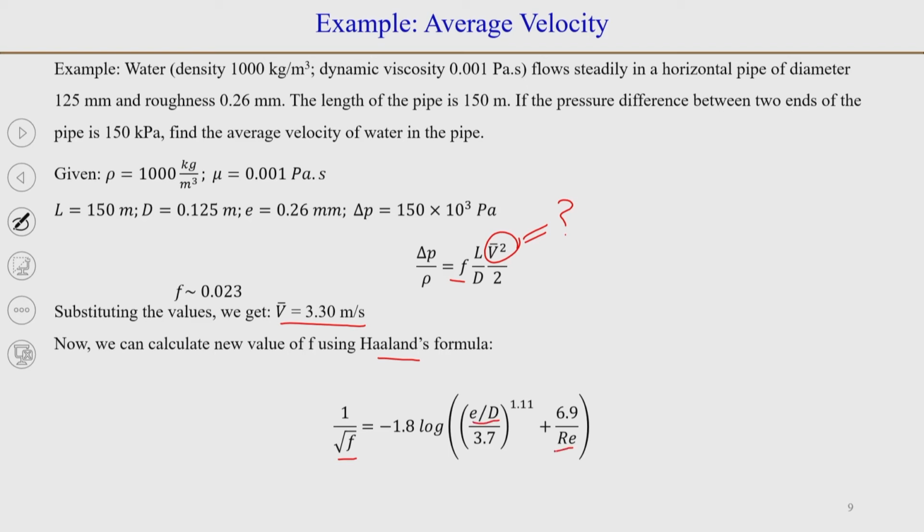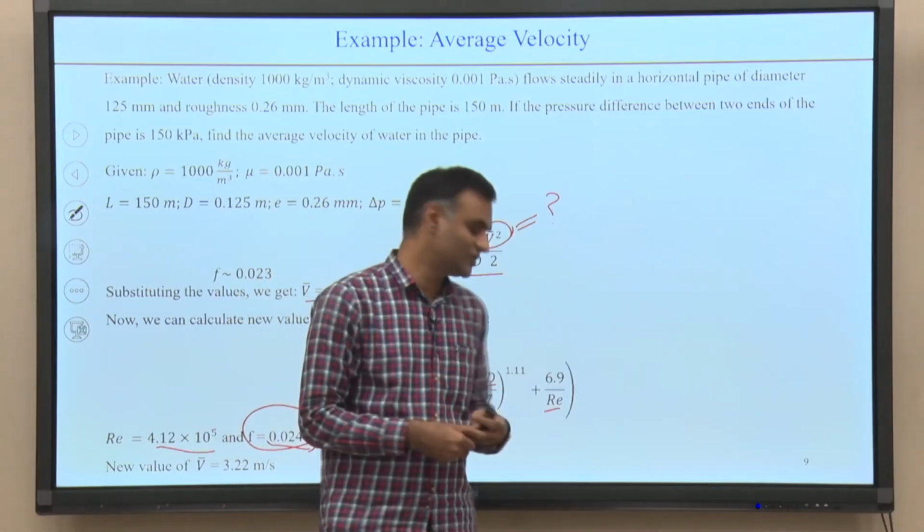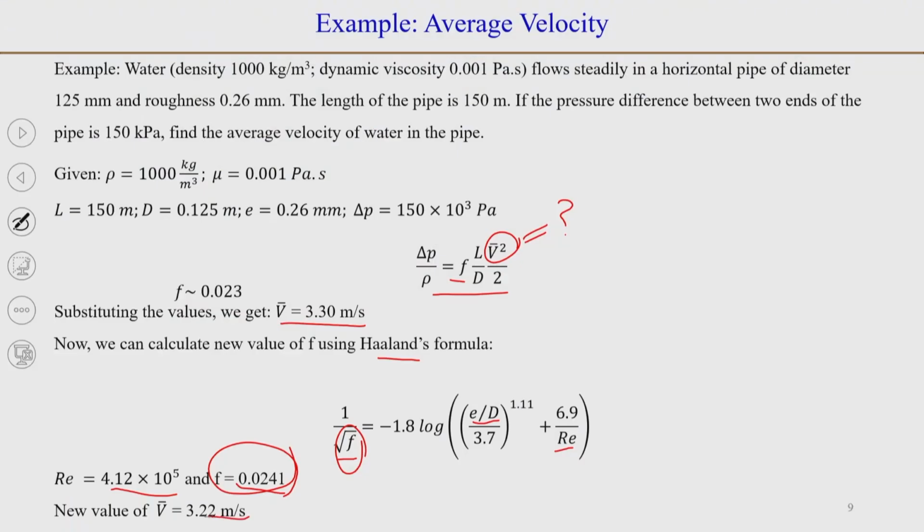If I use Haaland's equation, I do not need to calculate iteratively. So, in this case 1 over square root of F is a function of E by D, which we know, and Reynolds number we can calculate. The Reynolds number comes out to be about 4.12 into 10 raised to the power 5, and when we substitute all this, we will get a new value of F, which comes out to be 0.0241. And so, once you get a new value of F 0.0241, you can again calculate from here the new value of V bar, the average velocity, and that comes out to be 3.22 meters per second. And when you again calculate the new value of F, that will be again 0.024. So, within one iteration we have converged.